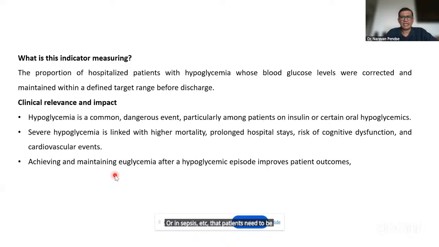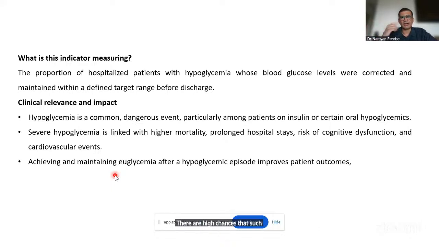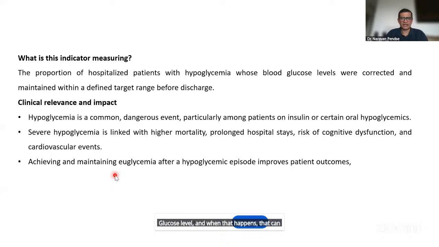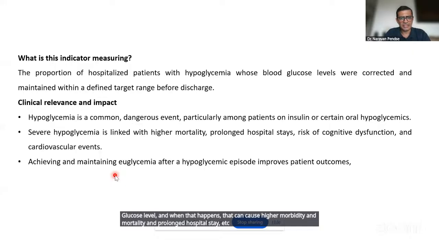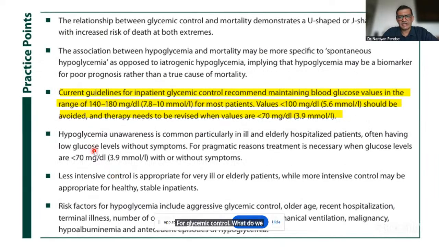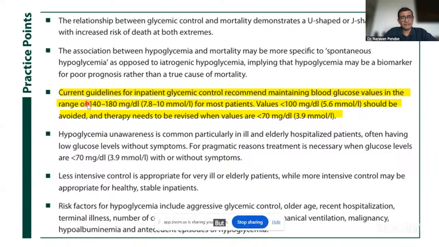Now, when the patient is on insulin and in the hospital, there are high chances that such patients may develop hypoglycemia, which is defined as a dip in the glucose level. And when that happens, that can cause higher morbidity and mortality and prolonged hospital stay for these patients. So that is why it's an important clinical indicator for glycemic control. What do we mean by glycemic control? Typically, the accepted range is 140 to 180 milligram per deciliter, but it can vary from ICU to ICU.